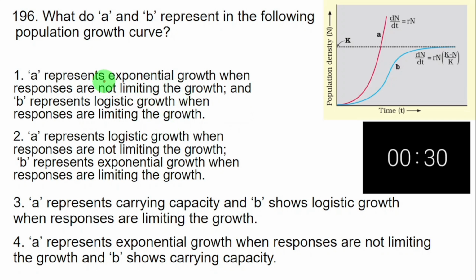So before marking it on the OMR sheet, we will rule out other options. A represents logistic growth. This is incorrect. So this option becomes incorrect. A represents carrying capacity. Again, this is wrong. And A represents exponential growth. Correct. When responses are not limiting the growth. Correct. B shows carrying capacity. This is incorrect. So our confirmed answer is option number 1.